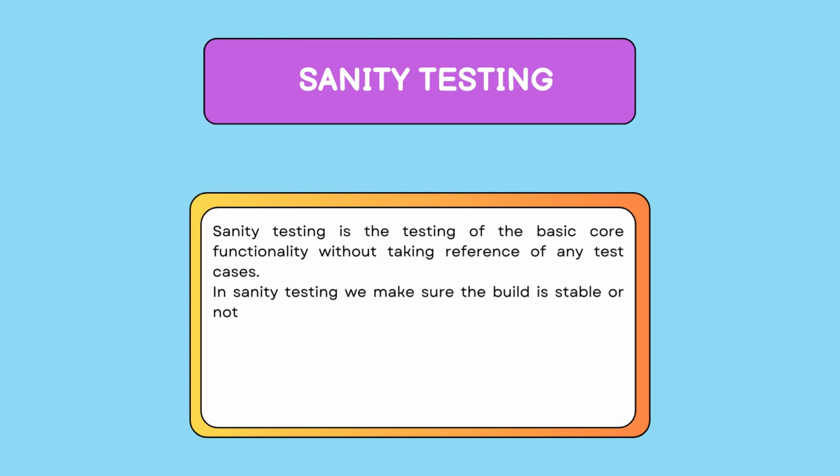And suppose these functionalities are breaking, then you cannot continue with it further. Or we can say if these functionalities are breaking, then the build is not stable, because your core functionalities are not working. So you cannot continue with it. You can continue only after the core functionality starts working as per the expectations. That means you can only continue if your sanity testing passes. That is, your build should be stable. So testing the core and basic functionality along with the build stability is called sanity testing.